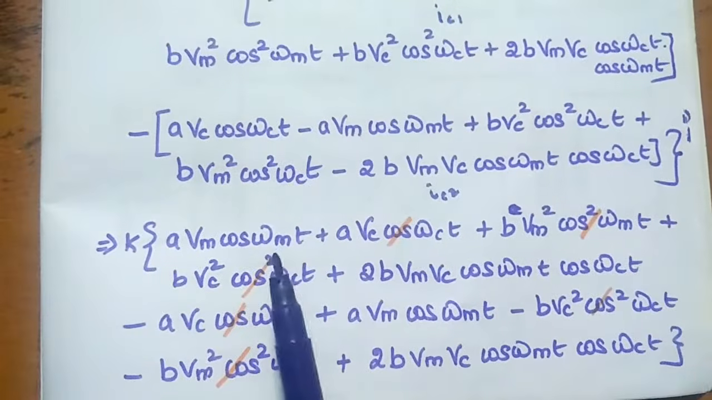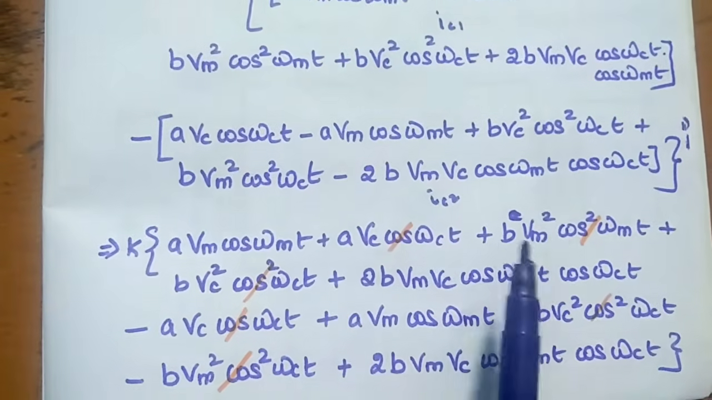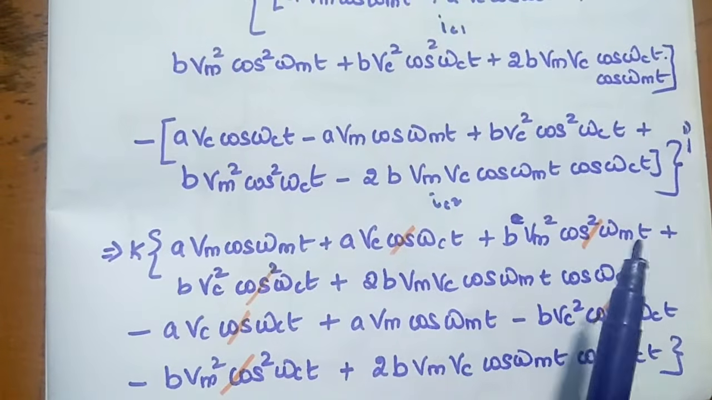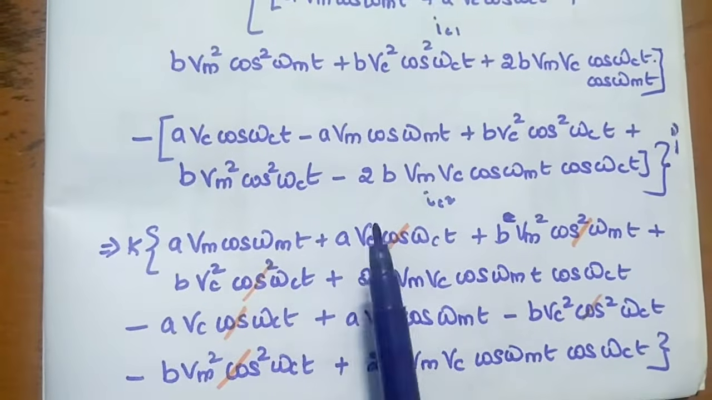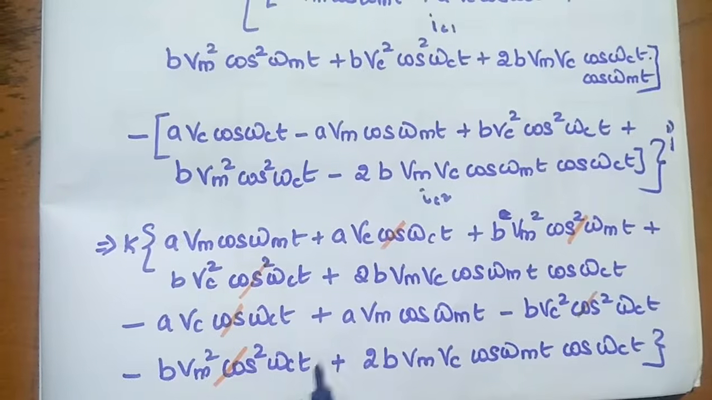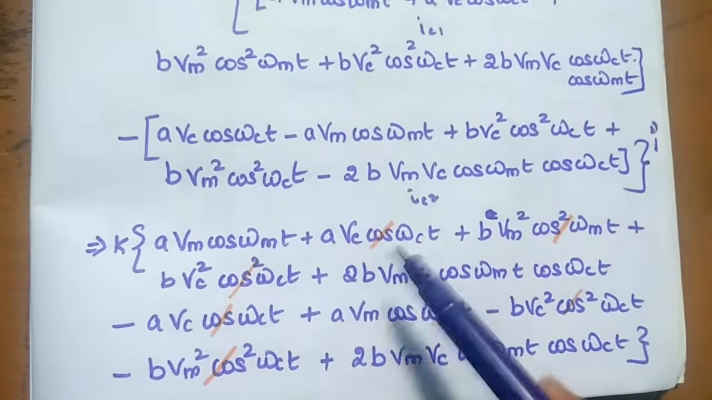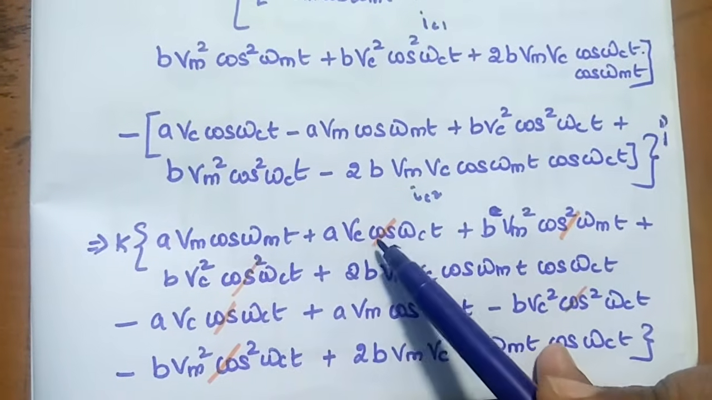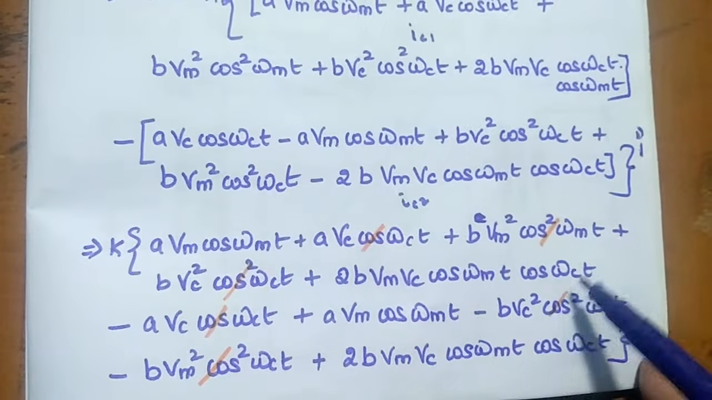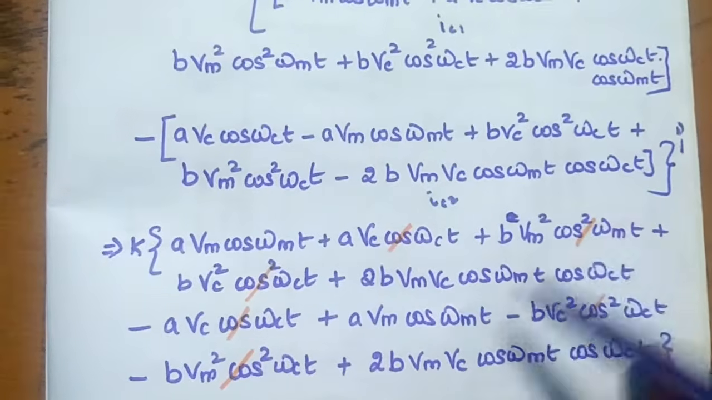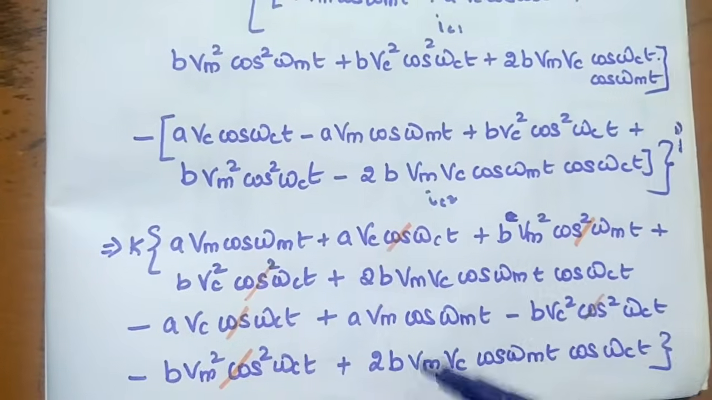So A Vm cos omega mt plus A Vc cos omega ct plus B Vm squared cos squared omega mt plus B Vc squared. This is what the normal IC1. This all are the minus IC2. Okay. So now we can cancel the similar terms. This one and this. Okay. So we have to cancel the similar terms. Okay. Plus and minus cancel each other.